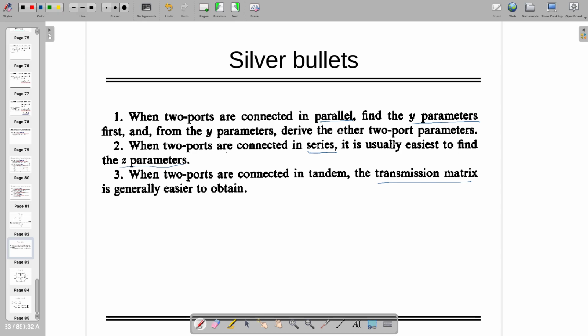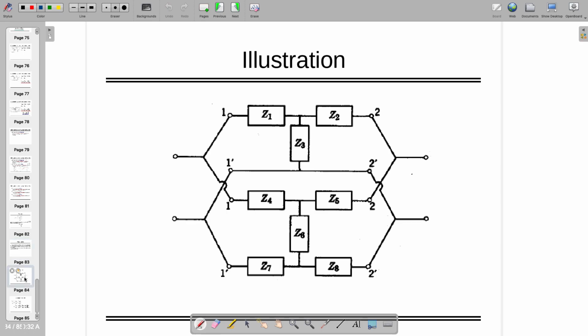You can use other parameters also through which you can have the answer, but it will take maybe a longer path. When you are solving it, if you take ABCD parameters instead of Y parameters, it may take more pages to solve. So these are just guidelines. However, if you follow these guidelines, you will have the answer quicker than with other analysis, right? You can see this kind of example. So what do you think, whether it's in series, parallel, or in cascade?